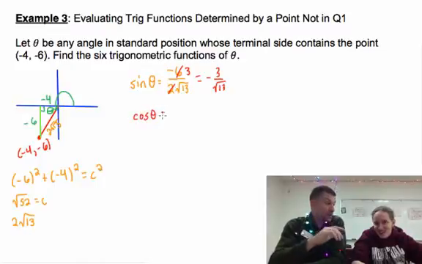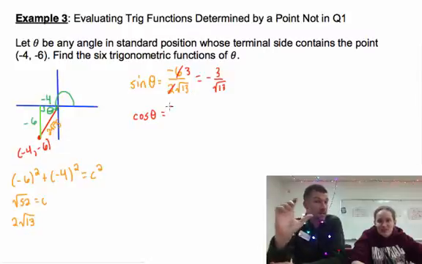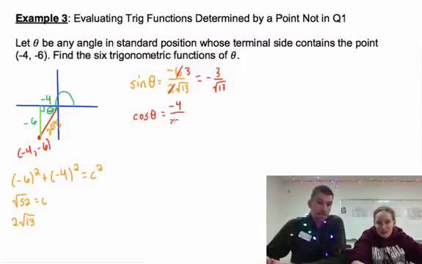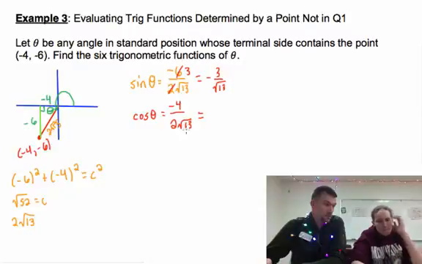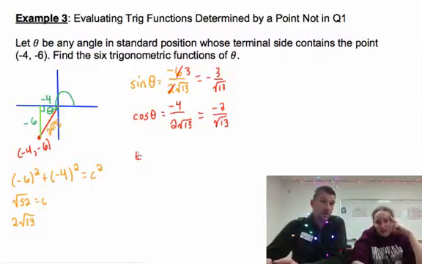Cosine of theta is the same process, adjacent over hypotenuse, and in this case the adjacent side is -4. Sign is super important here. That's going to be -2 over the square root of 13. Also negative because the sign is negative.